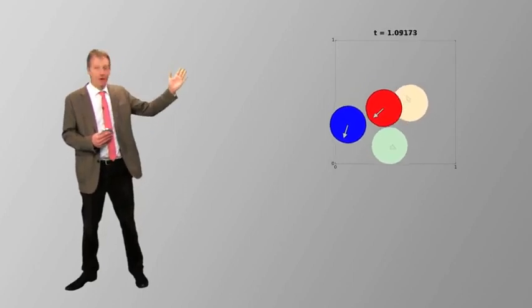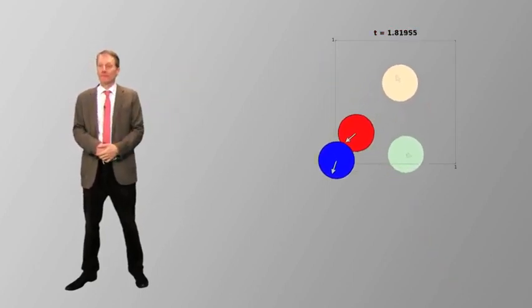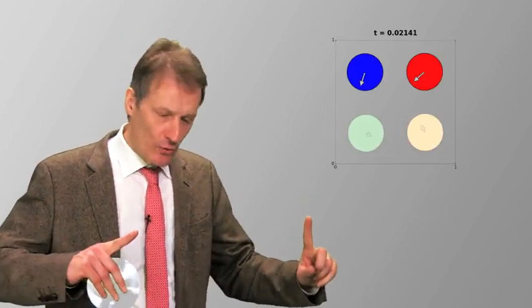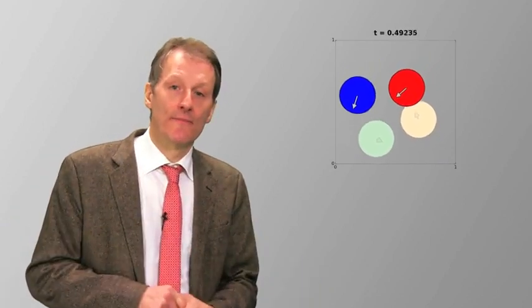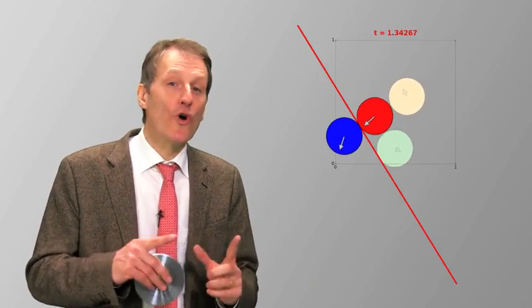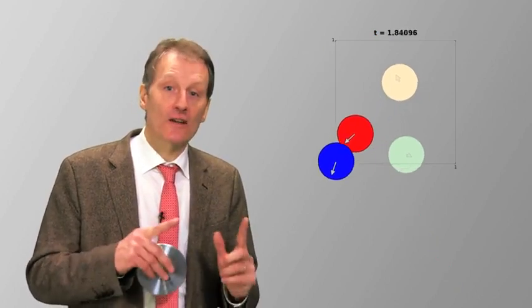The second type of events is a pair collision. For example, here of the red and the blue disk. A pair collision takes place when at some future time the distance between the 2 disks is equal to twice the radius. We can compute this time using a quadratic equation. When the 2 disks are approaching each other, the pair collision time is the minimum of the 2 positive solutions of this quadratic equation.